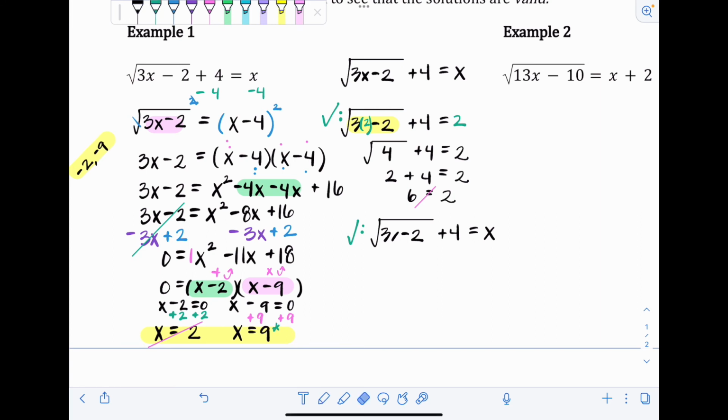I'm going to take out the x's and replace them with 9's. And then simplify. So inside the radical, let's see, this is 3 times 9, which is 27, and then 27 minus 2 is 25, so we have a 25 inside the radical, plus 4 is equal to 9. The square root of 25 is 5, plus 4 is equal to 9, and then 5 plus 4 is 9. So this one did work, so that one's good. Okay, so for this one, x equals 9 would be our valid solution, and then x equals 2 would be our extraneous solution.